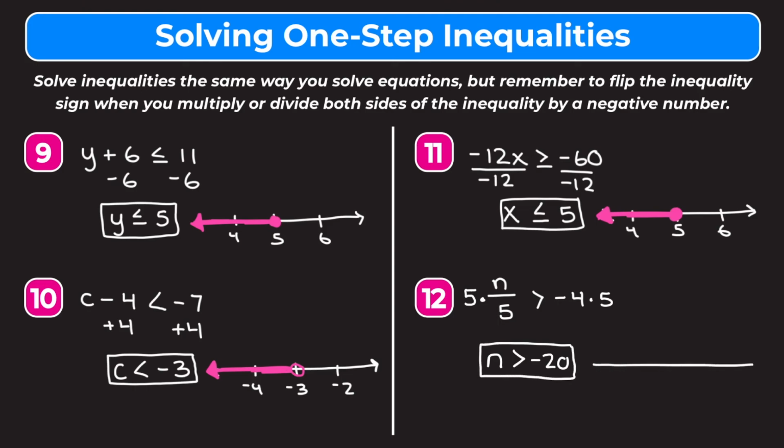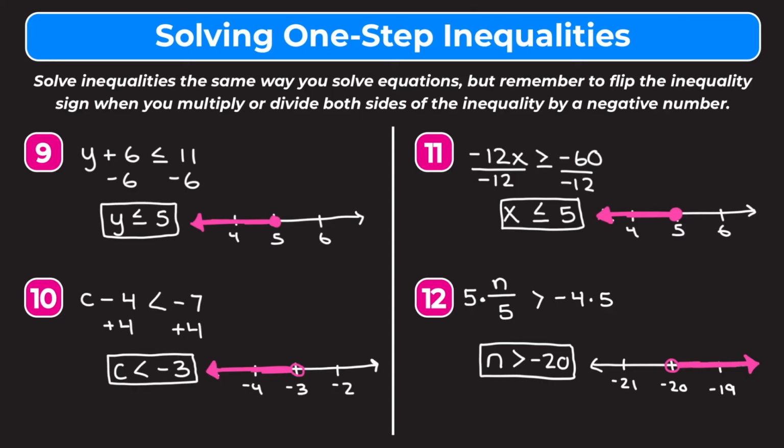And finally, we're just going to plot this last one on a number line. So we'll do negative 20, negative 21, and negative 19. N cannot equal negative 20, so we have an open circle. It can be greater than negative 20, so we're going to shade our number line to the right. So that's how we graph n is greater than negative 20.